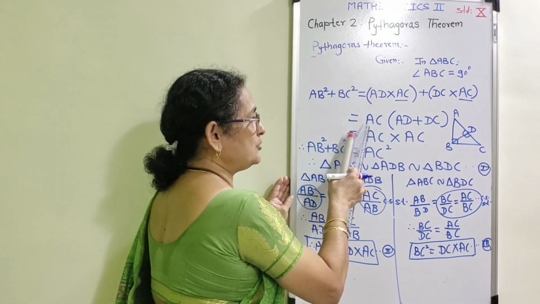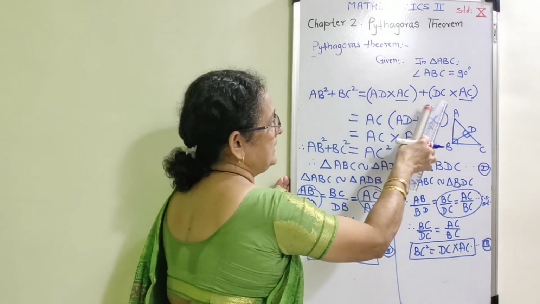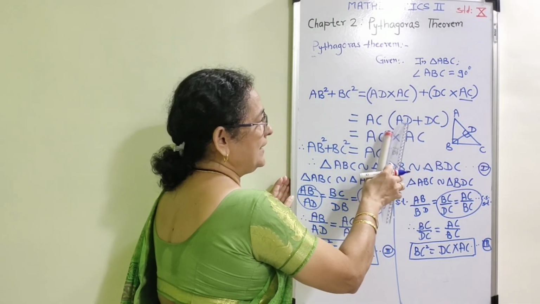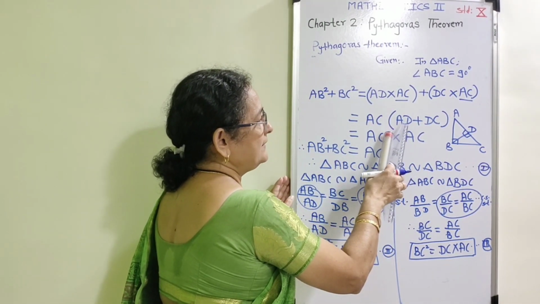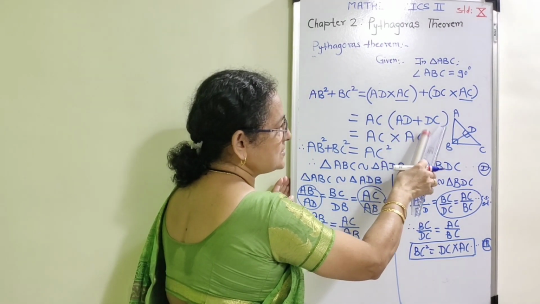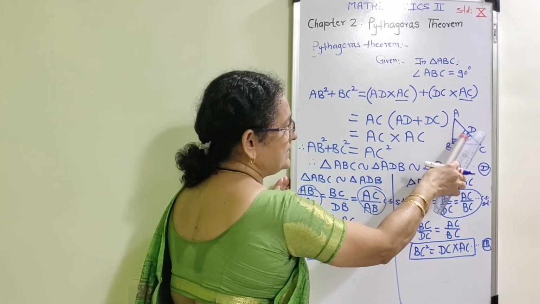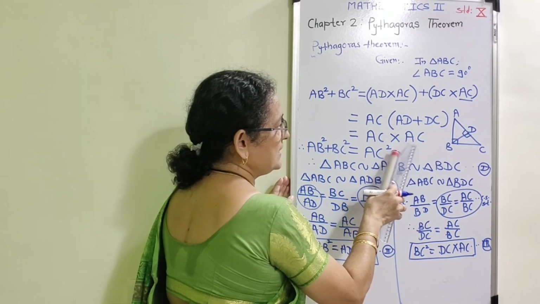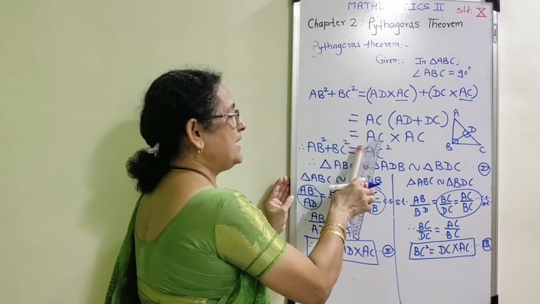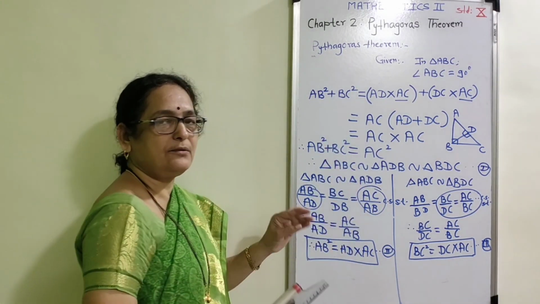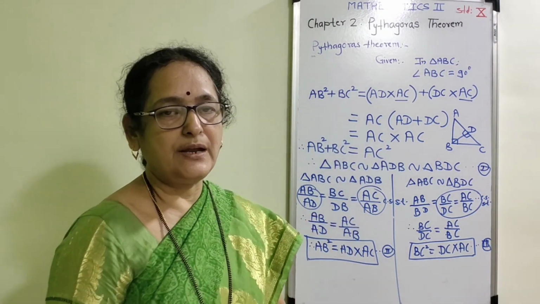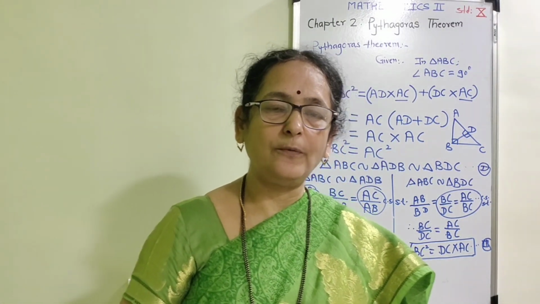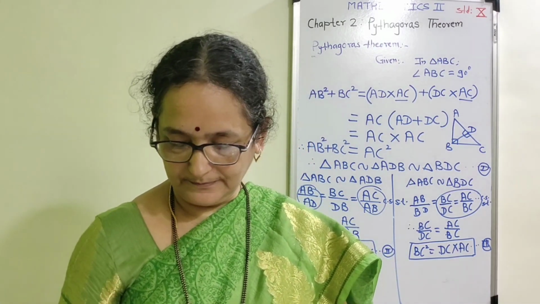Take AC common outside. Inside the bracket, AD plus DC is remaining, and with the help of betweenness, that is A-D-C, A-D-C is the betweenness, AD plus DC is also equal to AC. AC into AC is equal to AC square. Here we have completed the proof of Pythagoras theorem.